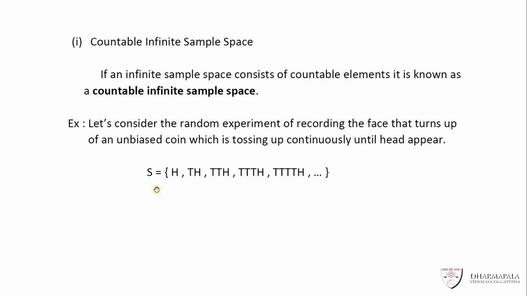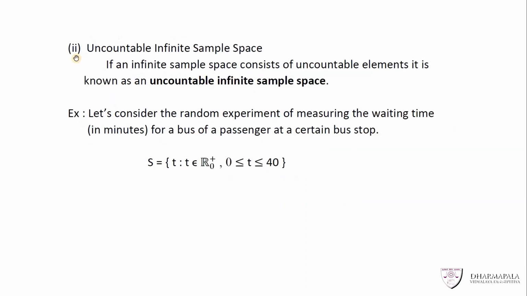So these kind of sample spaces are known as countable infinite sample spaces. The second type of infinite sample space is the uncountable infinite sample space. If an infinite sample space consists of uncountable elements, it is known as an uncountable infinite sample space. We will use this example to describe this.